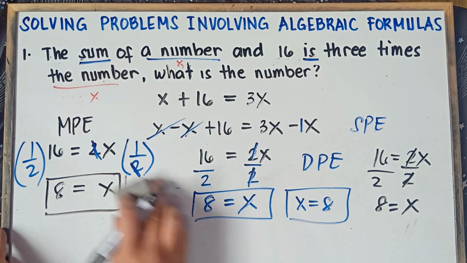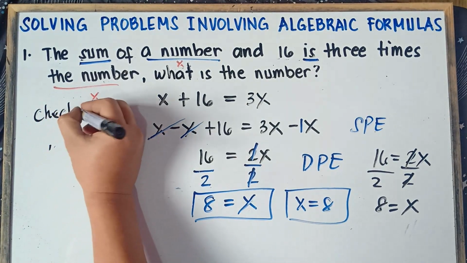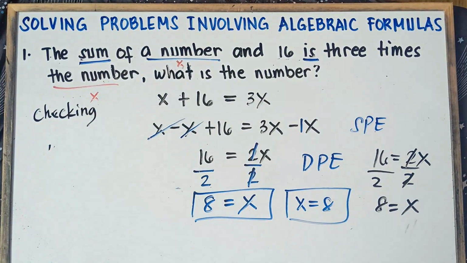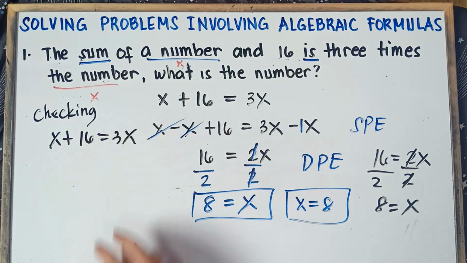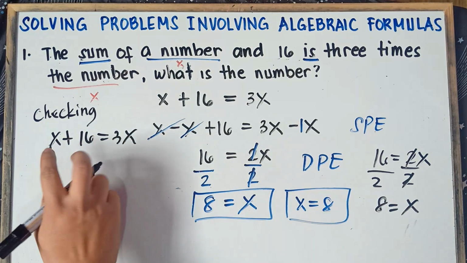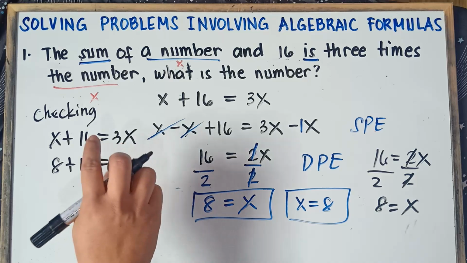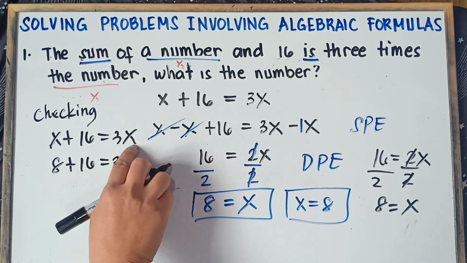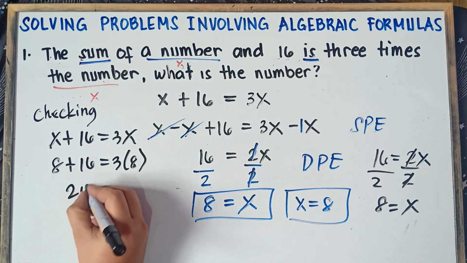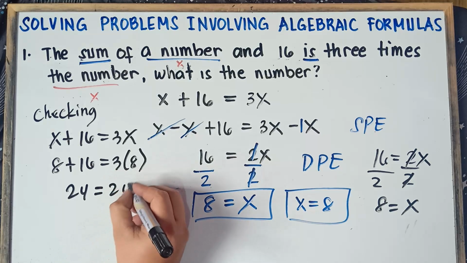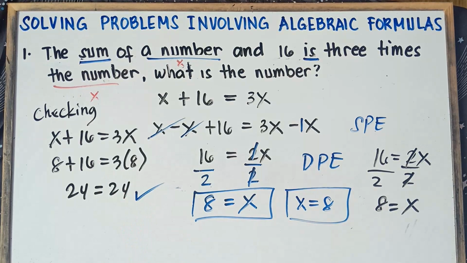By the way, you can check your answer. So let's have our checking, just in case the teacher asks you to check your answer. Checking x plus 16 equals 3x. Substitute the value of x, that would be 8. So 8 plus 16 equals 3x. Once again, if you have 3x, it means 3 times x, and the value of x is 8. So 3 times 8. 8 plus 16 is 24, equals 3 times 8, which is 24. Correct. So therefore, class, our answer is correct.